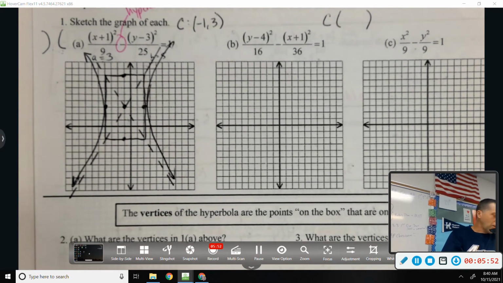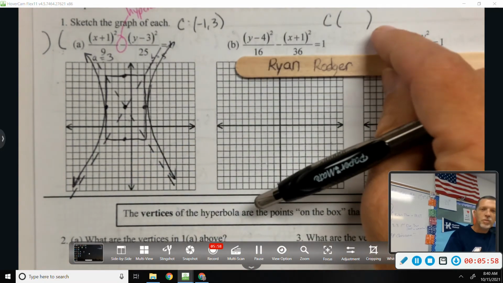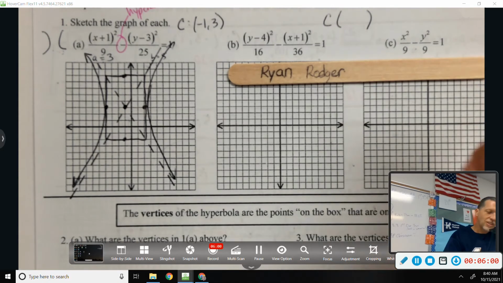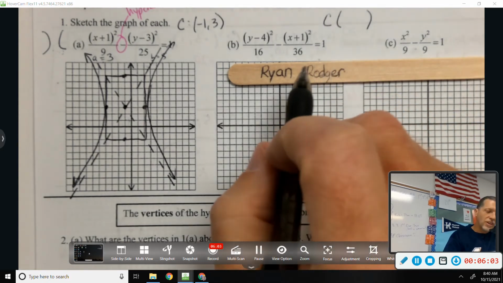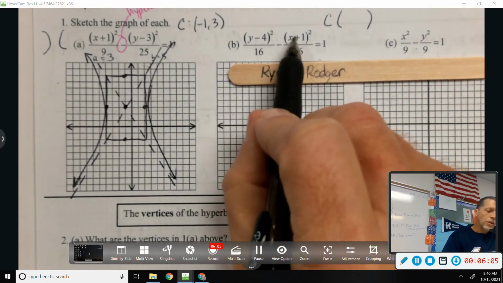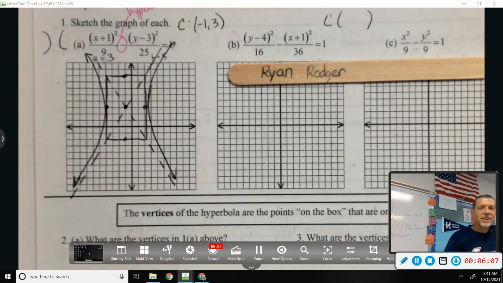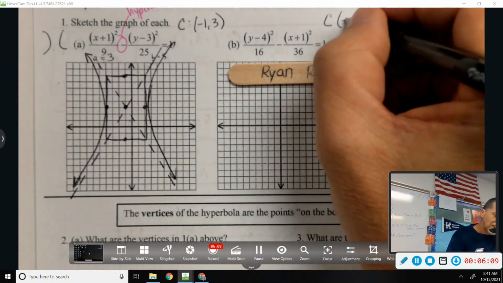Oh man, I better call on someone very carefully. I'm going to pick Ryan because I trust him to get this correct. Very, very carefully tell me what the center for this hyperbola is. Good.